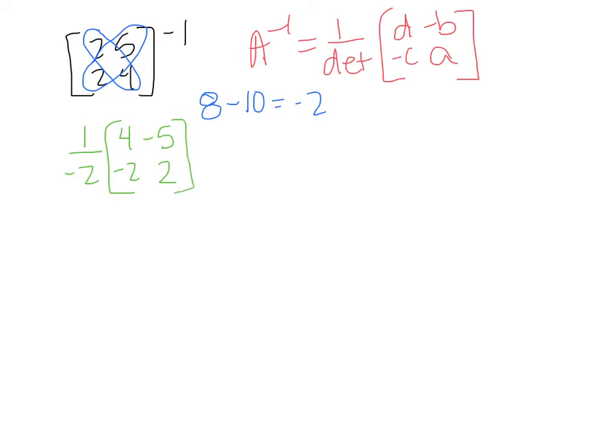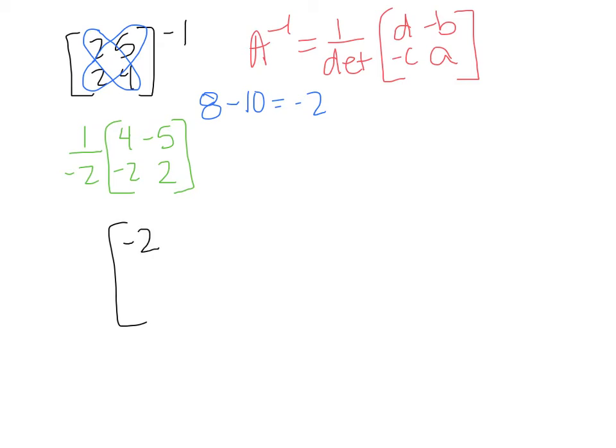Now it's just scalar multiplication. We did scalar multiplication a long time ago. I know you might not remember it, but that just means multiply all those terms by that number. So we're going to start out by doing negative 1/2 times 4, and that's going to get us negative 2.